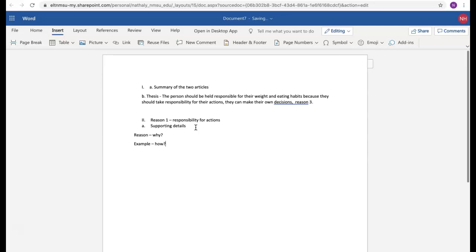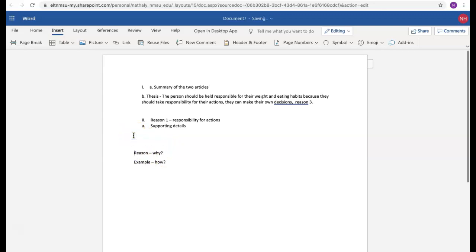So whenever I teach CCDE 110, I have a lot of students who confuse reasons with examples. So just remember that responsibility for actions is a reason, but I have to provide supporting details and examples to support that. So not only does the example answer the question how, but it also supports the reason.